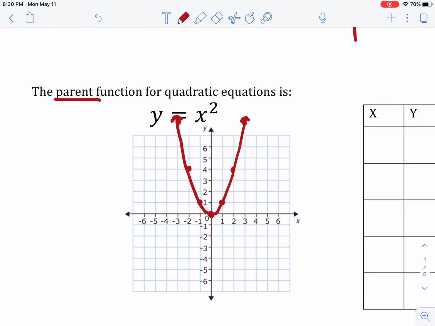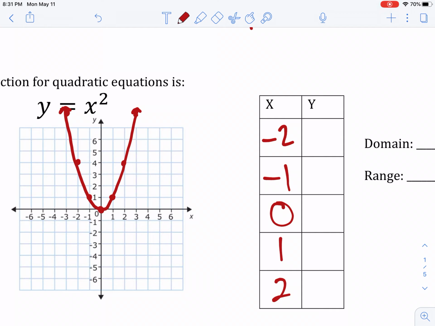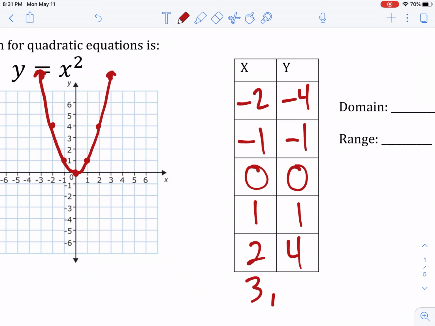That's your parabola. So in your table, I always choose 5 points. I'll always choose 0 as the center point, then go out 2 points to the right, so 1 and 2, and then go 2 points to the left, so -1 and -2. So 0, 0 is the vertex, 1, 1, 2, 4, -1, 1, and -2, 4. There's also 3, 9, which we don't really need. Those are extra, but you could write them if you want, and then -3, 9.